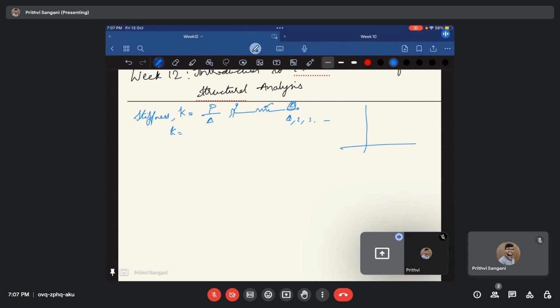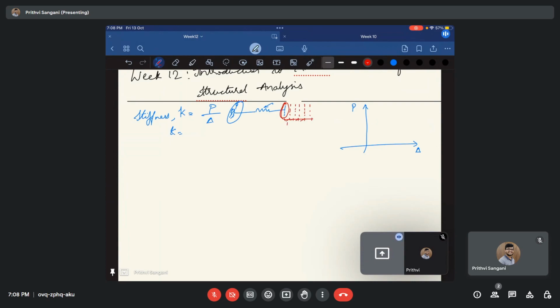Let us say this is P and this is delta. You will measure the force coming at the fixed joint, and you keep on increasing delta. Let us say initially this end is at this position, and then you keep on pulling this end for each increment.